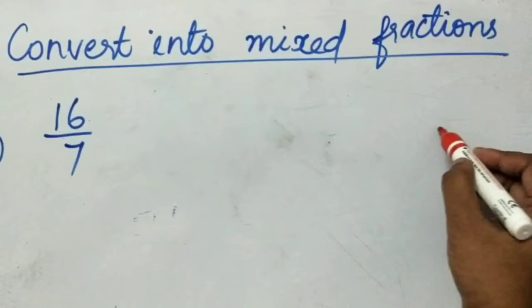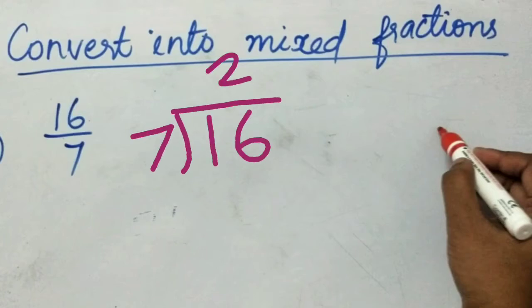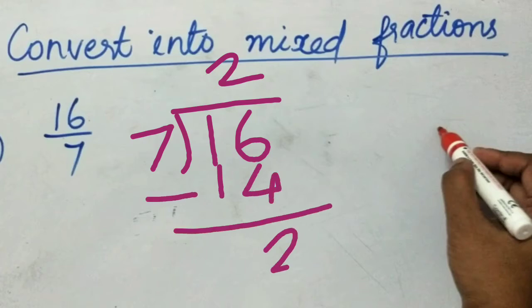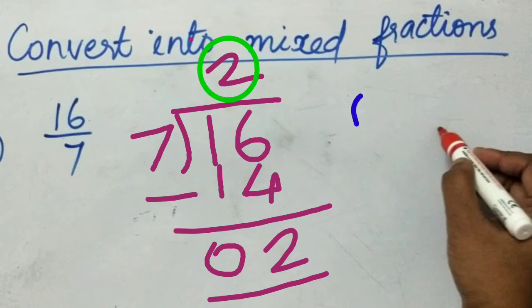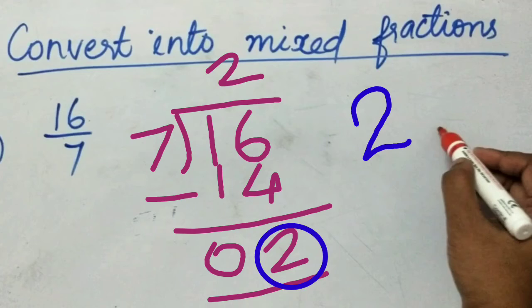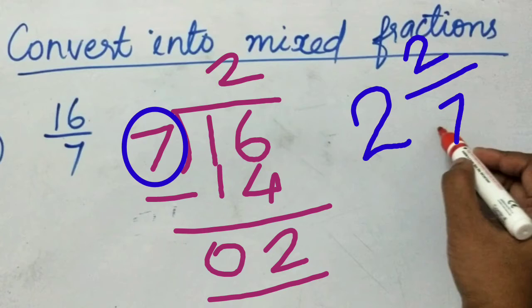Convert into mixed fractions. An improper fraction is given. We have to convert it into a mixed fraction. To convert an improper fraction into a mixed fraction, first divide the numerator by the denominator. The resultant mixed fraction will have the quotient as the whole number part, the remainder as the numerator, and the divisor as the denominator.